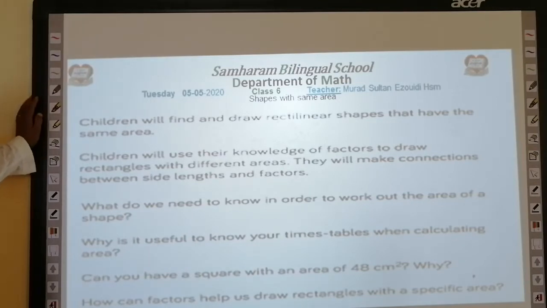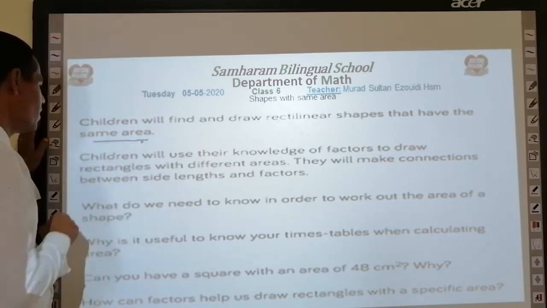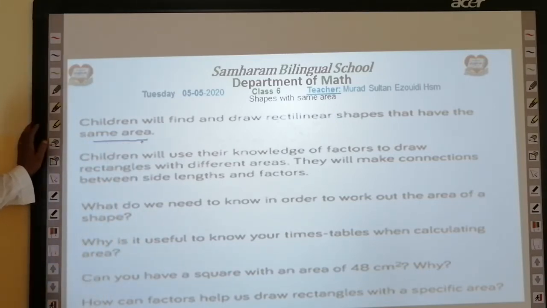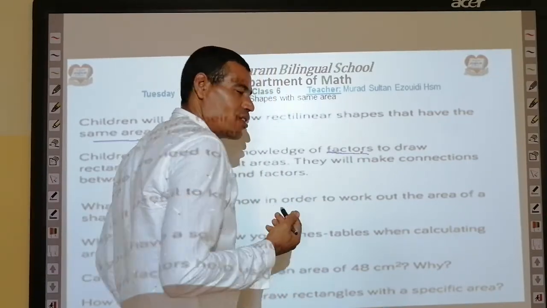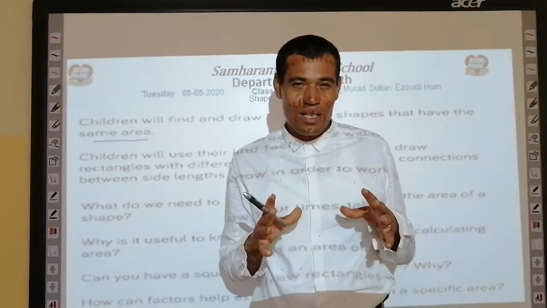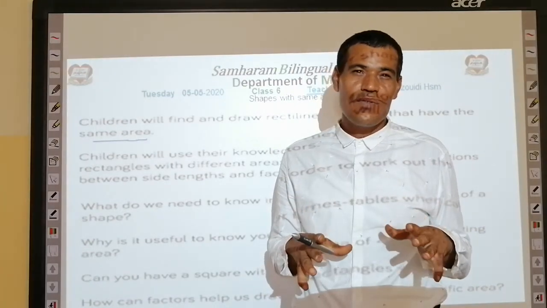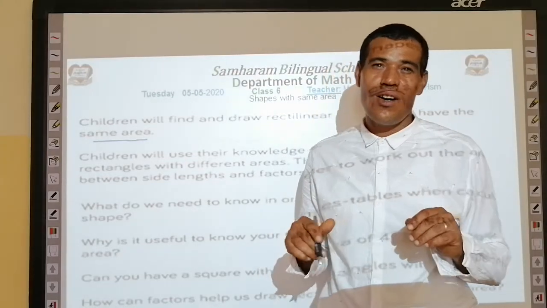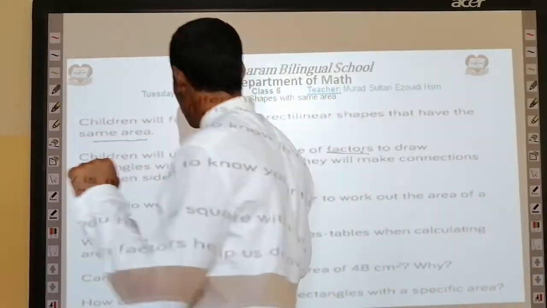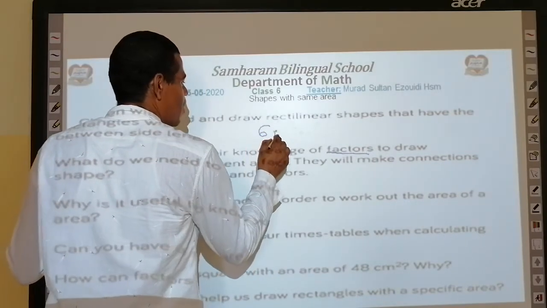Now, shapes with the same area. A student will find and draw rectilinear shapes that have the same area. Our students use their knowledge of factors to draw rectangles with different areas. Meaning that, for example, if I tell you, try to draw 3 different rectangles that have the same area of, for example, 6 centimeters or meters squared.